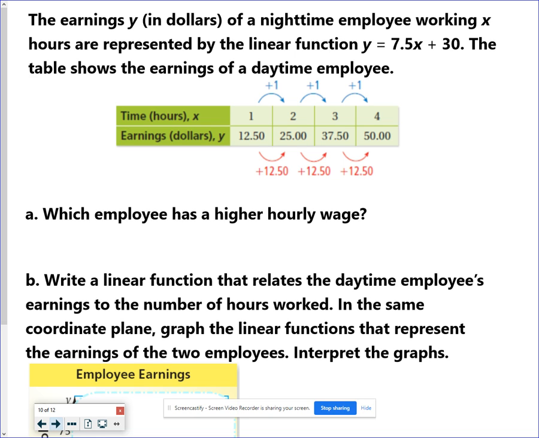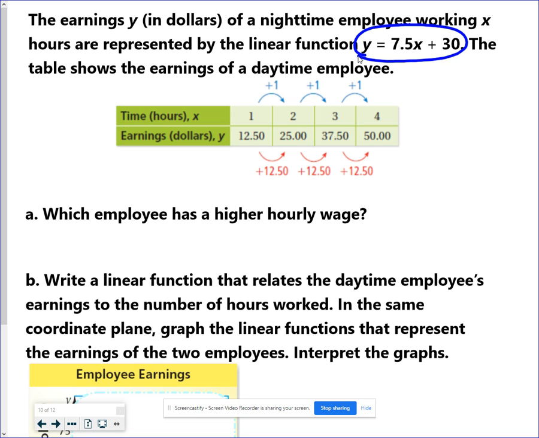Here I've got two different functions that I want to be able to compare. This is the earnings of a nighttime employee, where x is the number of hours, represented by the equation y equals 7.5x plus 30. What's really happening is the $30, since it's a nighttime employee, not everybody likes to work at night. So they might say, hey, I'll give you $30 just for showing up to work. That's the plus 30 part. And then the 7.5, that's really their rate of pay. That's how much they get paid per hour, $7.50 per hour.